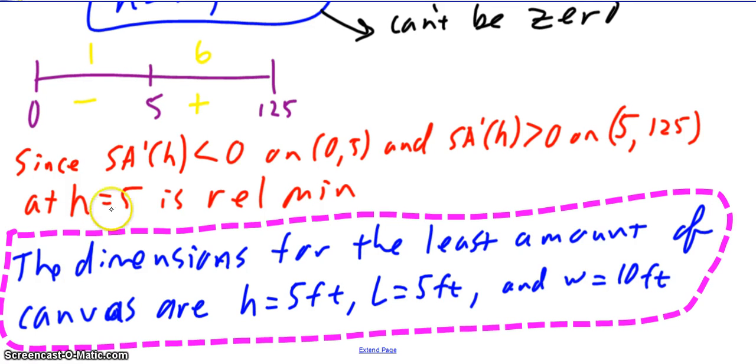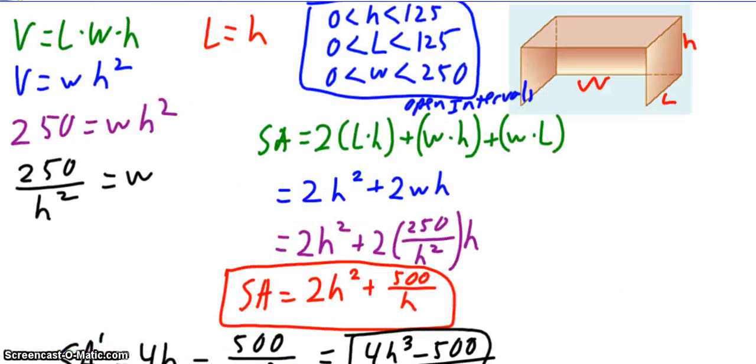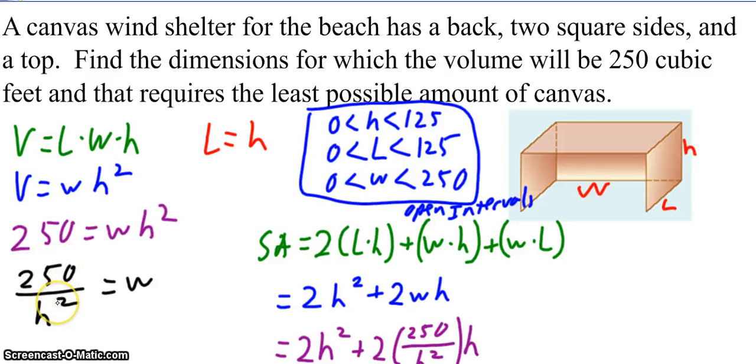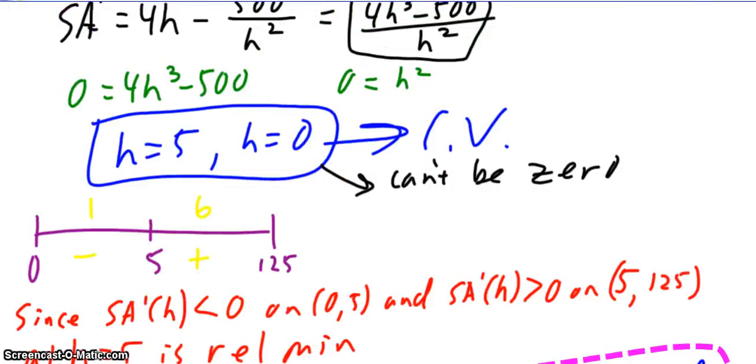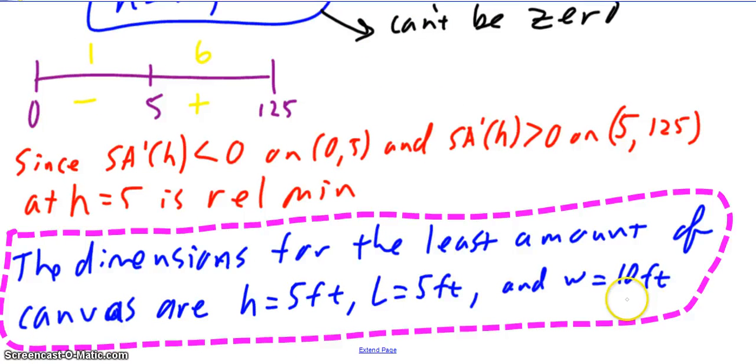So once I know h is 5, then I know l has to be 5, and then I can plug back into this equation right here to find w. So if h is 5, h squared, or 5 squared, is 25, and 250 over 25 is 10. So that's how we come up with our height is 5, our length is 5, and our width is 10. All of those are in feet as the units.